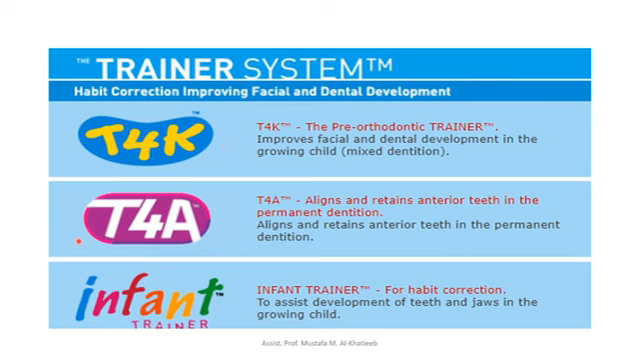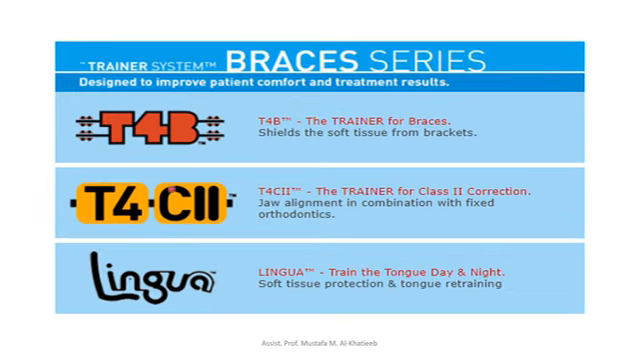Then they produce another type also, the trainer for alignment, or trainer for adults, which aligns and retains anterior teeth in the permanent dentition. Also the infant trainer for habit correction, to assist development of the teeth and jaws in the growing child. Another type of trainer is the T4B, which is the trainer for braces.